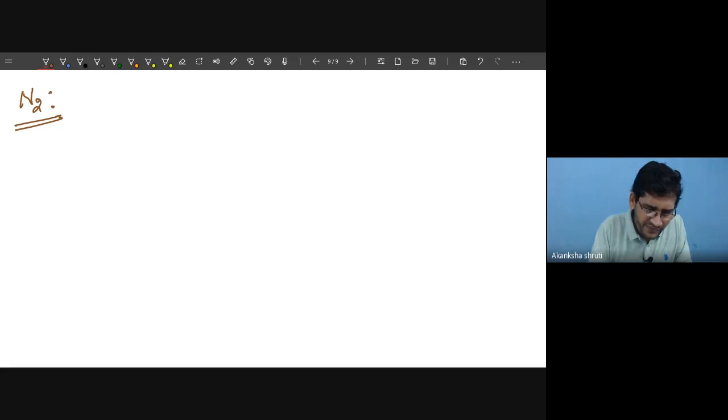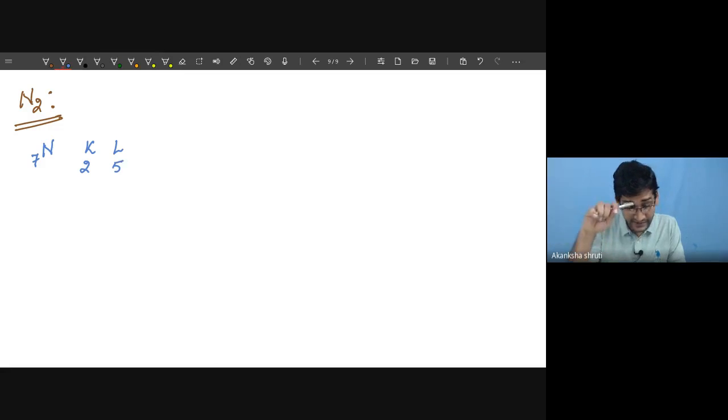What is the method? The method is very simple. Write down the electronic configuration of nitrogen. For writing the electronic configuration, you first have to write the atomic number. Atomic number is 7. Forget the atomic mass, it is not useful. K shell can contain 2. The remaining 7 minus 2, that is 5, will be in the L shell. So this is the electronic configuration.